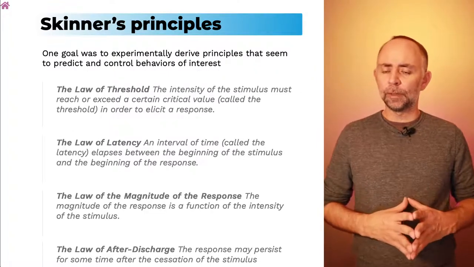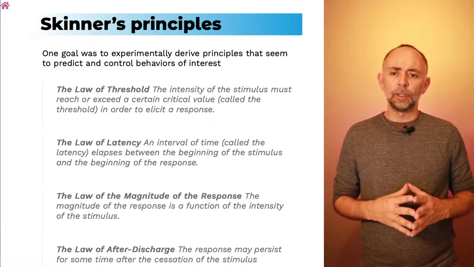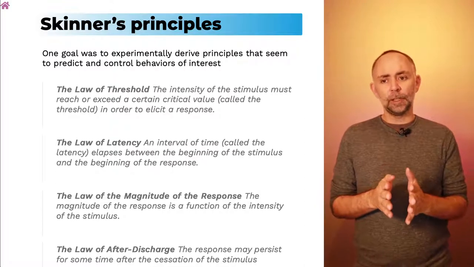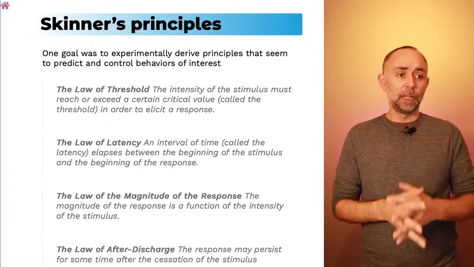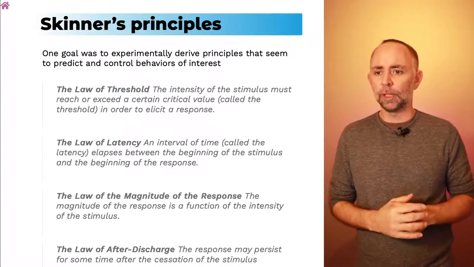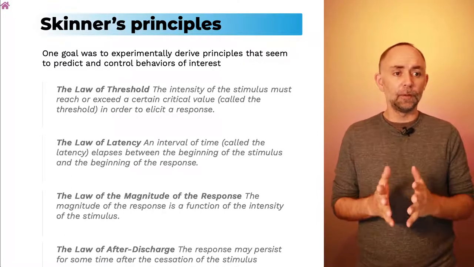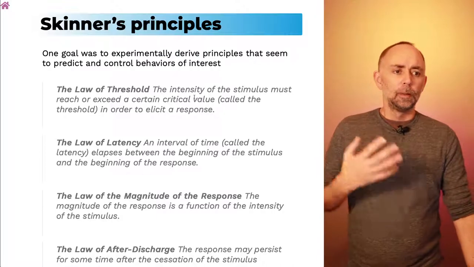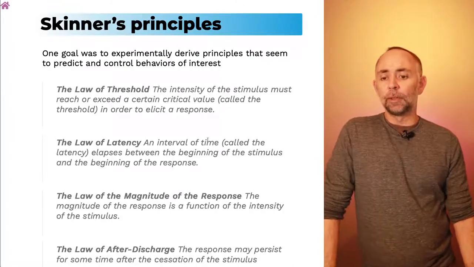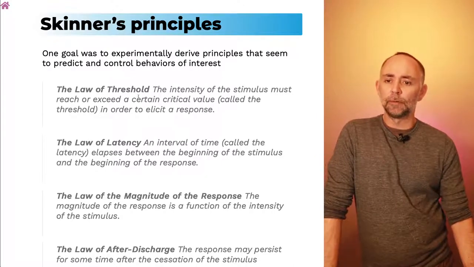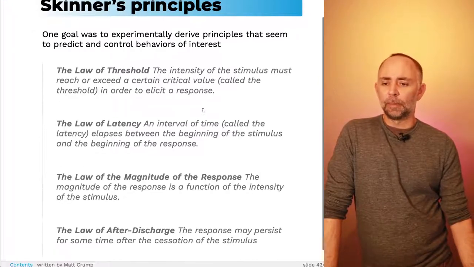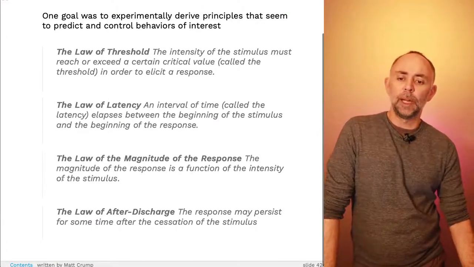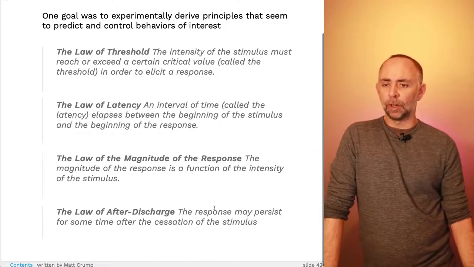Again, in the positivist tradition, a goal of that scientific tradition is to measure things, find regularities in the measurement, and then potentially propose principles or laws that describe those regularities. Skinner was hoping he could do that with something like lever pressing behavior. So he would inspect these graphs that he would make and come up with pseudo laws or principles describing regularities in his measurements. And he talked about things like the law of threshold. This is the intensity of the stimulus that the stimulus must reach or exceed in order to elicit a response. The law of latency, the laws of magnitude of the response, the law of after discharge, and so on.